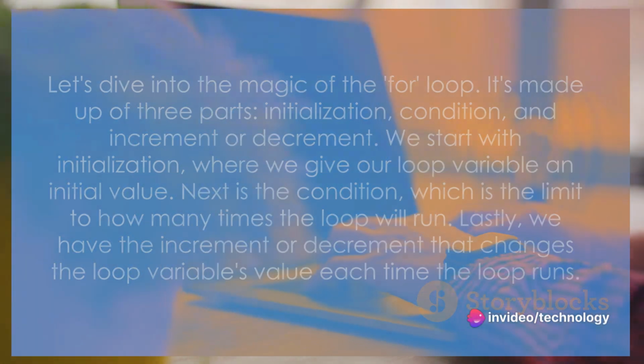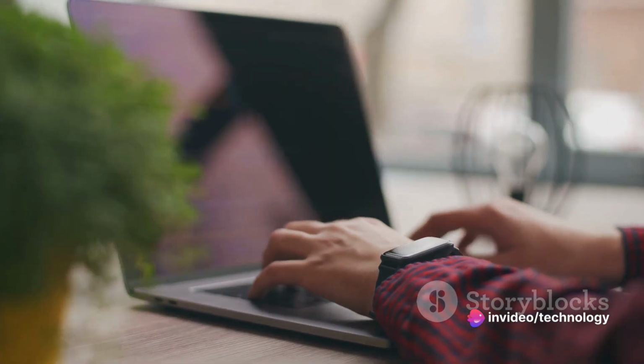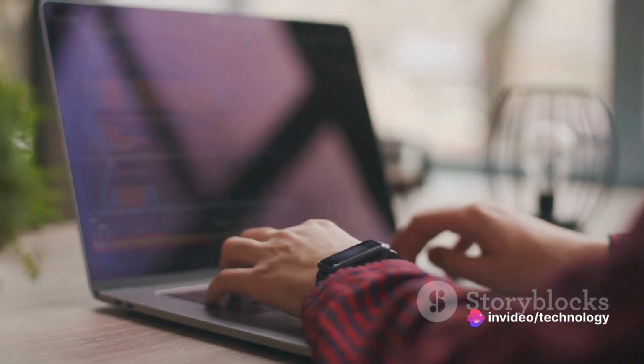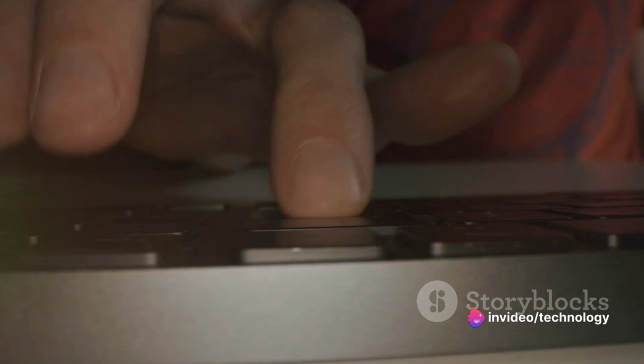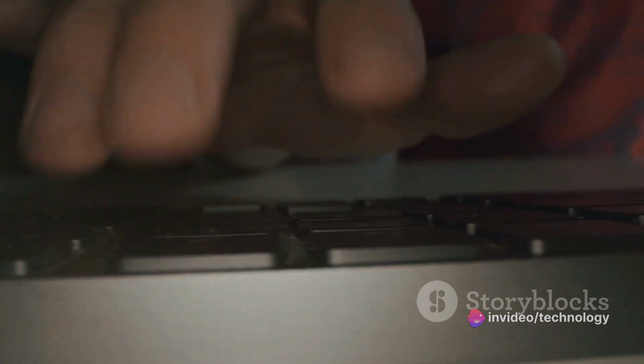It's made up of three parts: initialization, condition, and increment or decrement. We start with initialization, where we give our loop variable an initial value. Next is the condition, which is the limit to how many times the loop will run. Lastly, we have the increment or decrement that changes the loop variable's value each time the loop runs.